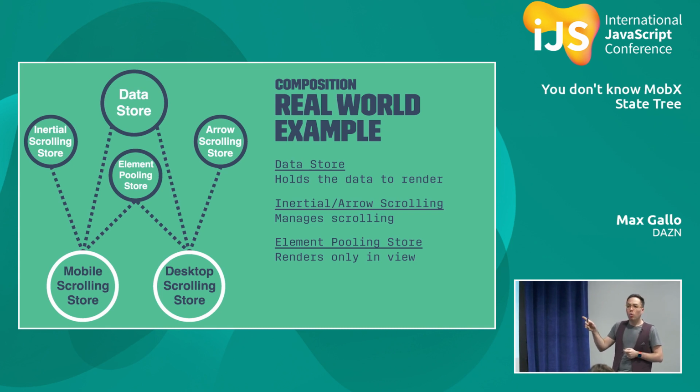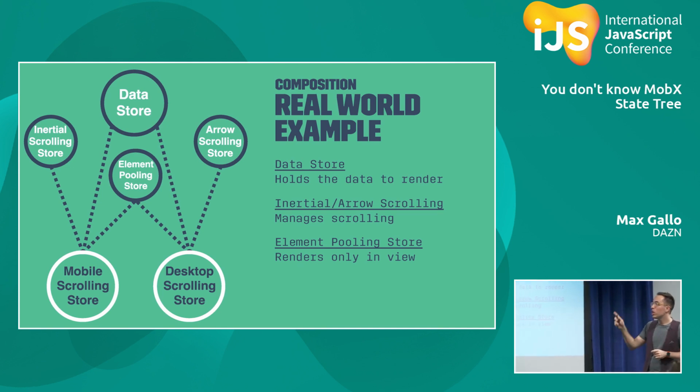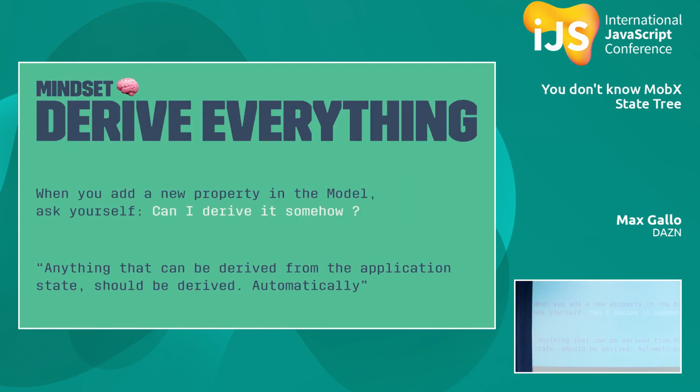In order to do that, we don't want to change that logic. We don't want to rewrite that logic for mobile and for desktop, because no matter how you scroll, that logic is the same. And so, through composition, we managed to achieve a mobile scrolling store and a desktop scrolling store using a composition of those different stores. And this is fine, and I would suggest you use composition because it could be very useful.